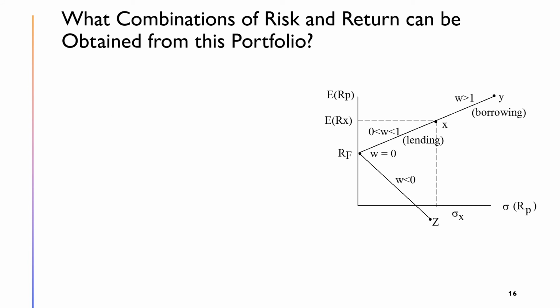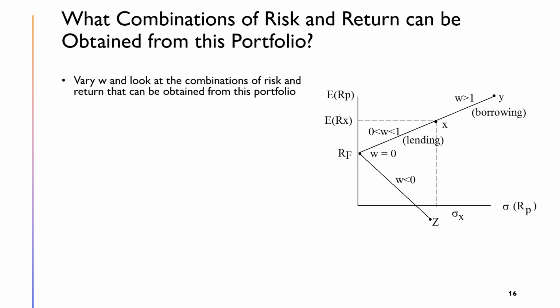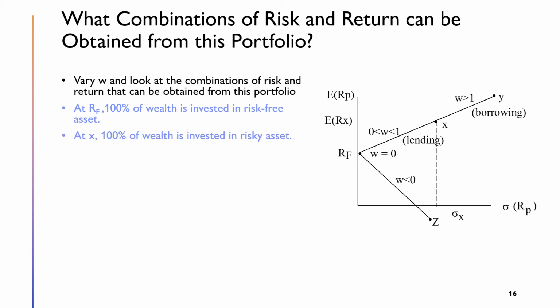When we combine a risky asset and a risk-free asset, our possible risk-return profile is a straight line, RFXY, as shown in the figure. We can vary the weight of investment and achieve different points on the line RFXY. At point RF, 100% of wealth is invested in the risk-free asset. At point X, 100% of wealth is invested in the risky asset.